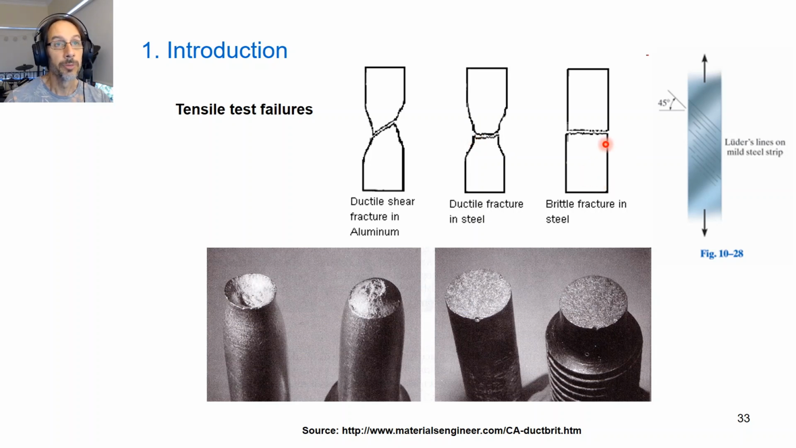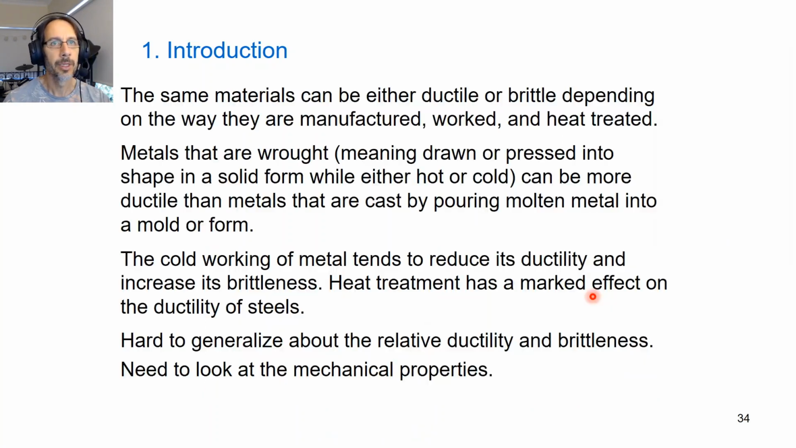For a brittle material, the fracture surface will look like this, and brittle materials fail along planes of maximum normal stress. Okay, so here's some more words. I'm not going to read through those. They're pretty self-evident and easy to understand.